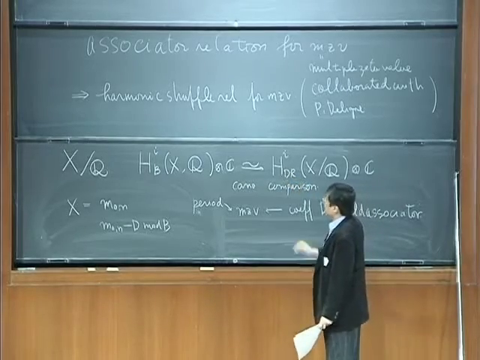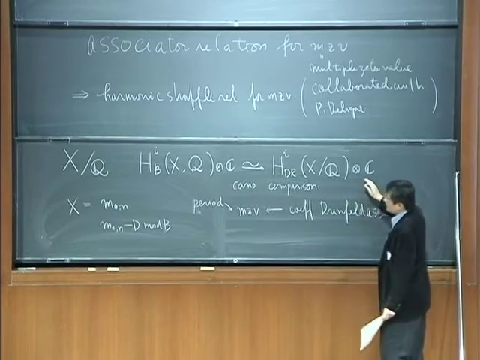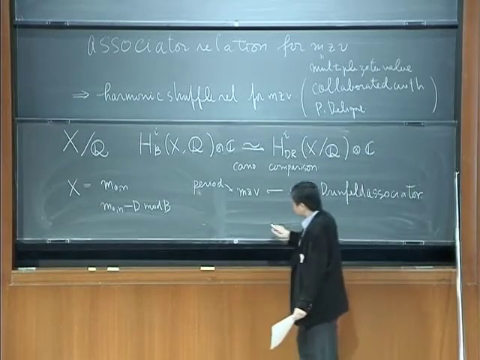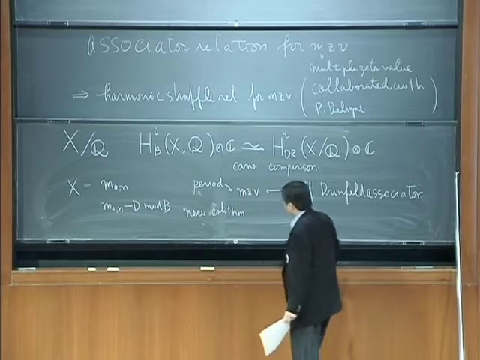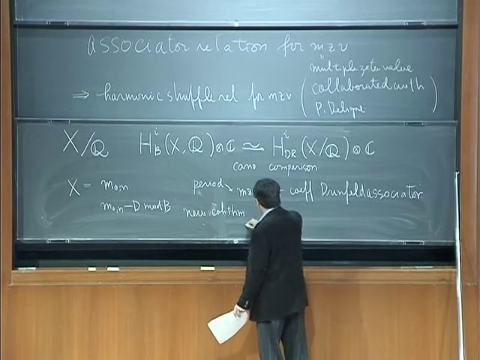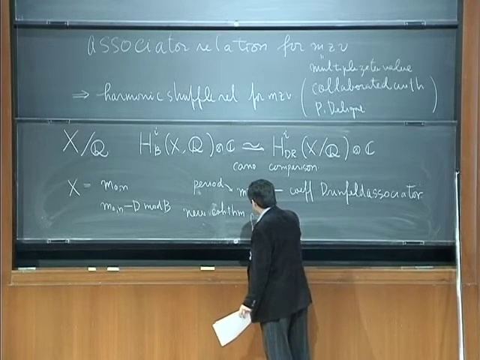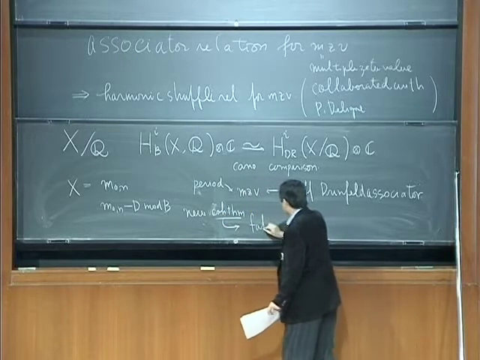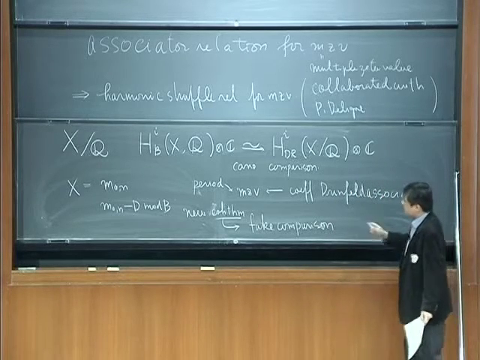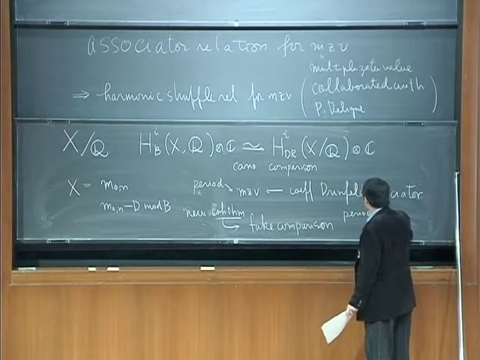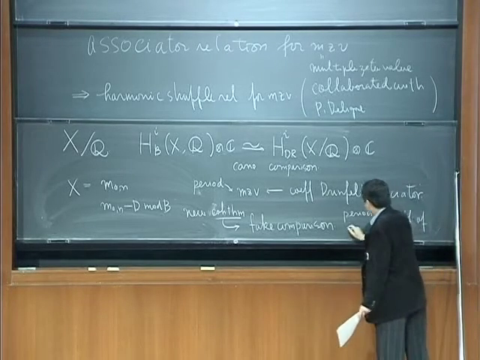What I want to show is that for any associator, we can prove the harmonic shuffle relation. I want to define another new cohomology theory which gives rise to something like a fake comparison map, not the true comparison map. Using this fake comparison map, the period is given by some coefficient of the given associator.